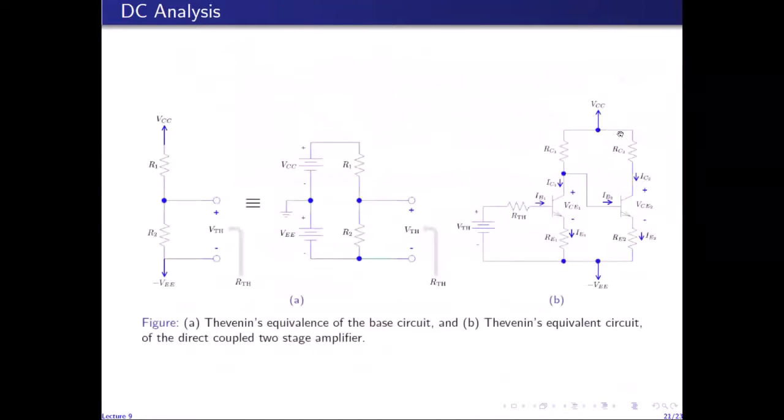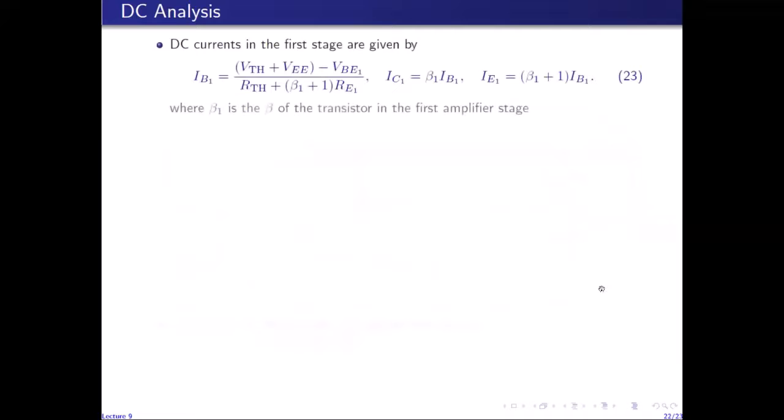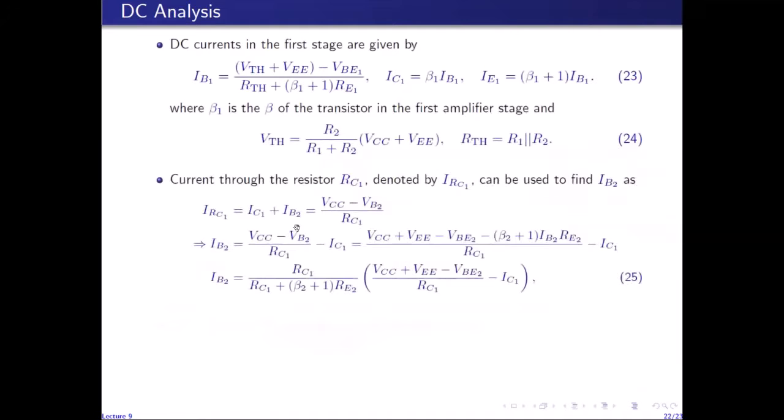Because the voltage drop across RC1 is VCC minus VC1, and then VC1 is the same as VB2, because the collector of the first stage is connected to the base of the second stage. So the voltage drop across RC1 is VCC minus VB2 over RC1. And then VB2, which is the voltage of the base of the second transistor with respect to ground, can be written as the sum of VBE2, the voltage drop across RE2, and minus VEE.